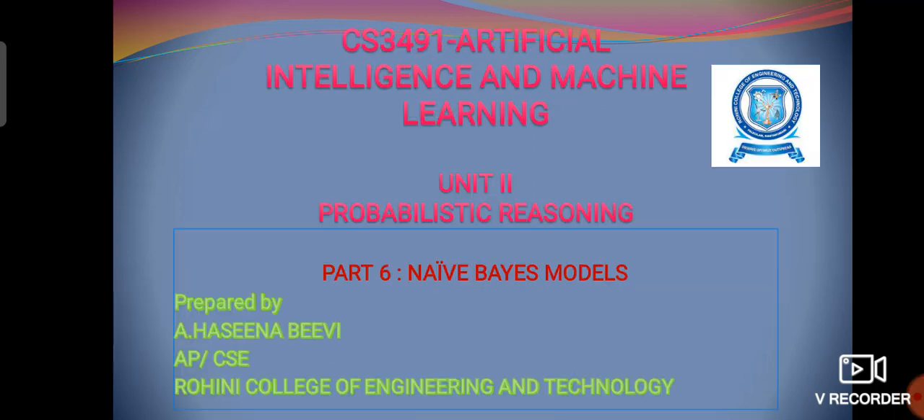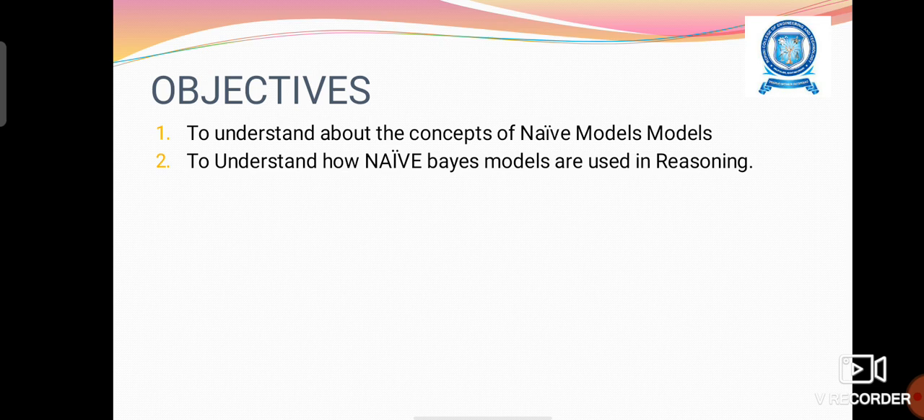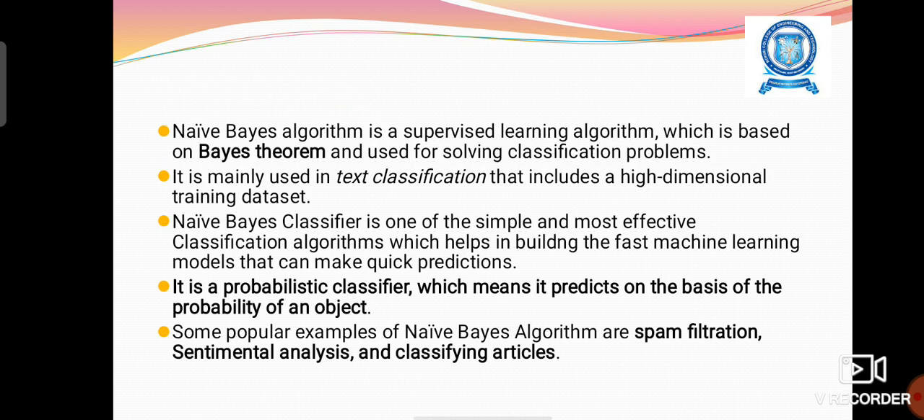Viewers, in this video lecture, we are going to see the topic Naive Bayes models from the second unit of Artificial Intelligence and Machine Learning. Objectives are to understand how Naive Bayes models are used for reasoning in AI and to understand the basic concepts and basic formulas of Naive Bayes models.